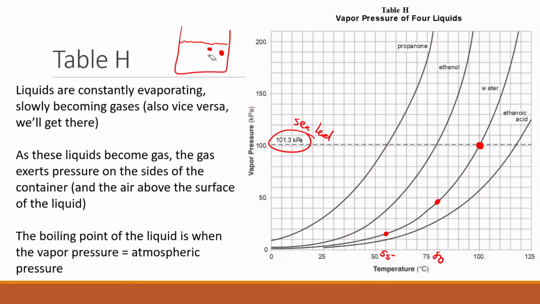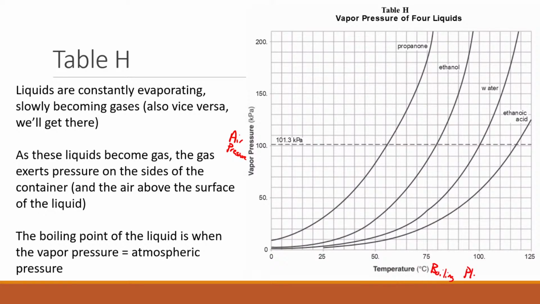Now, in terms of questions being asked of you, Table H is actually really simple. You're looking at air pressure, you're looking at boiling point, and you're looking at identity. Any question that refers to Table H must give you two of these three things, and your only job will be to find the one they don't give you.